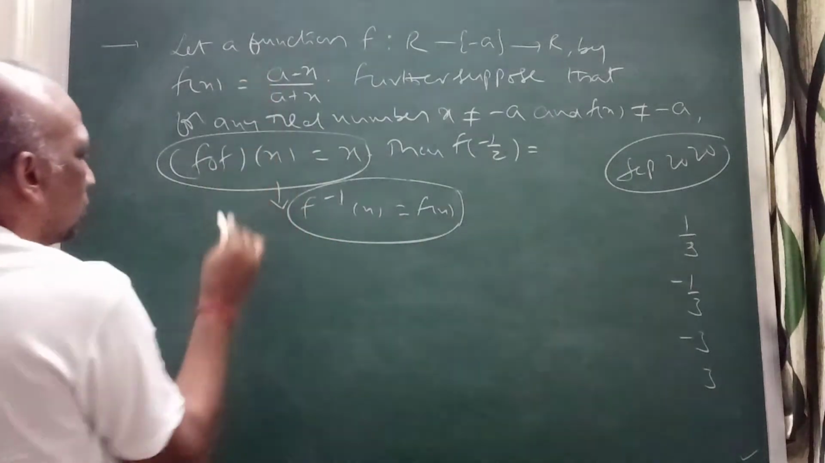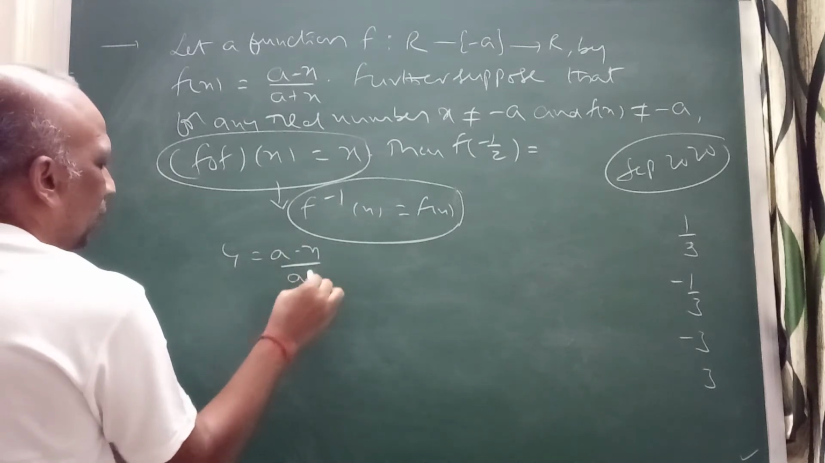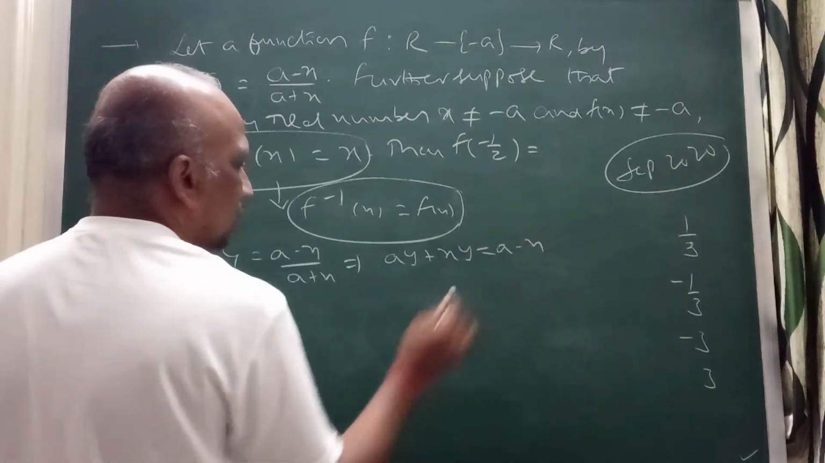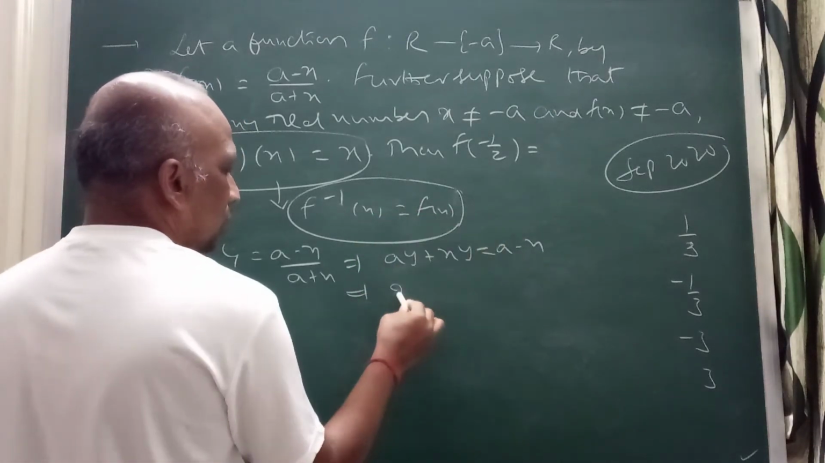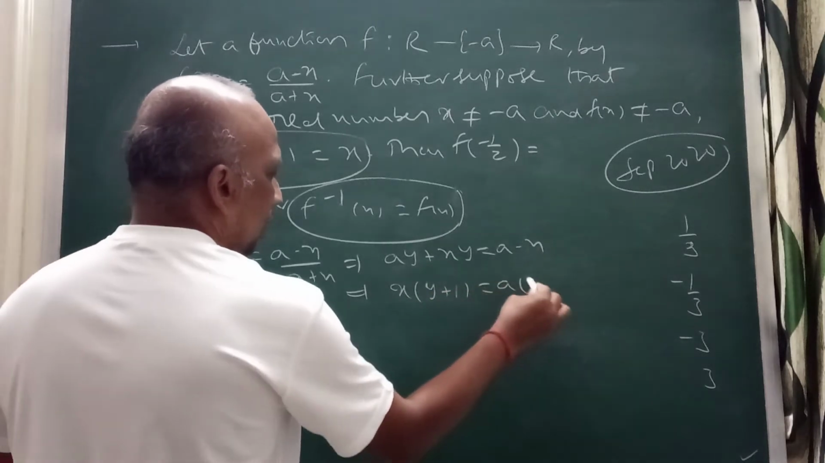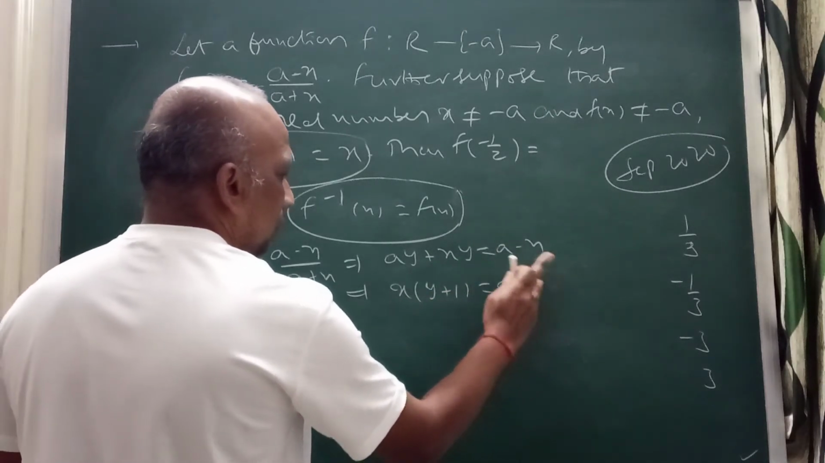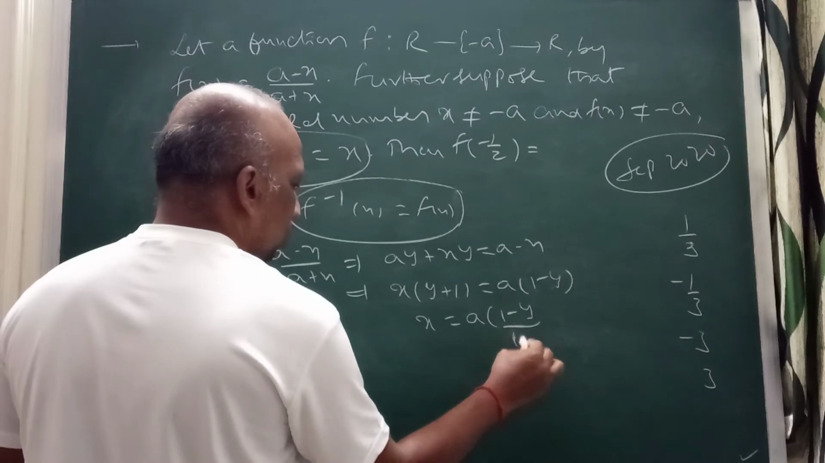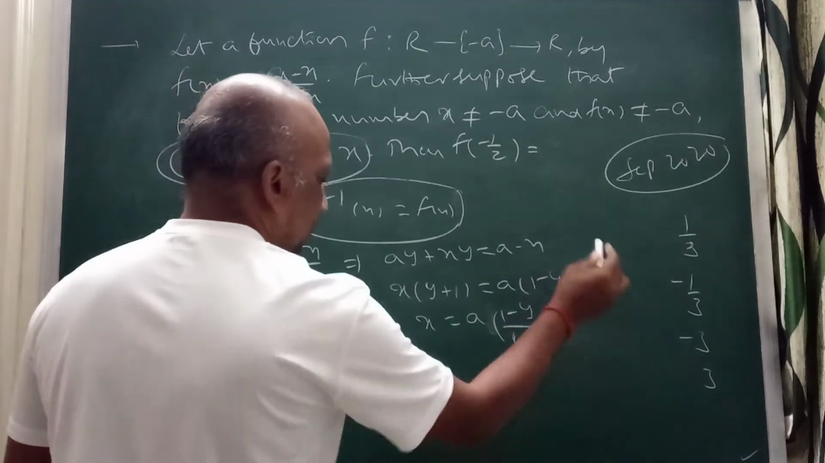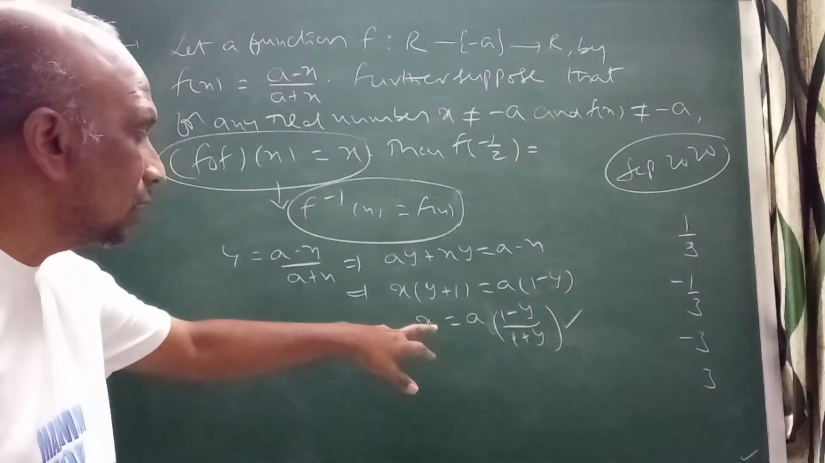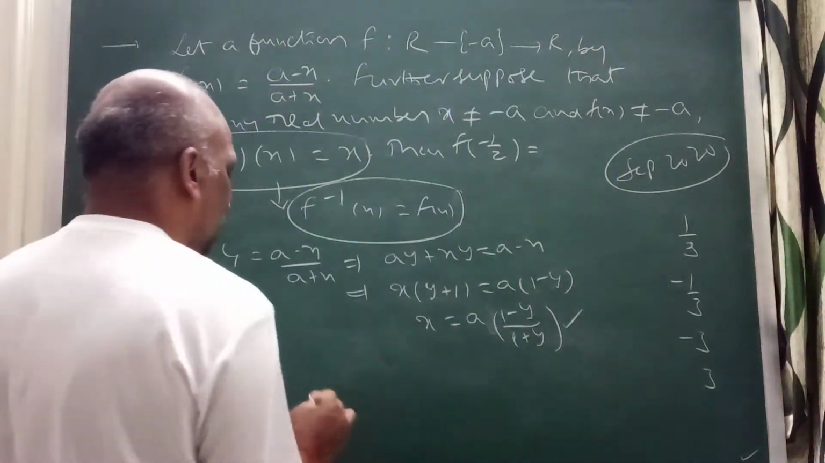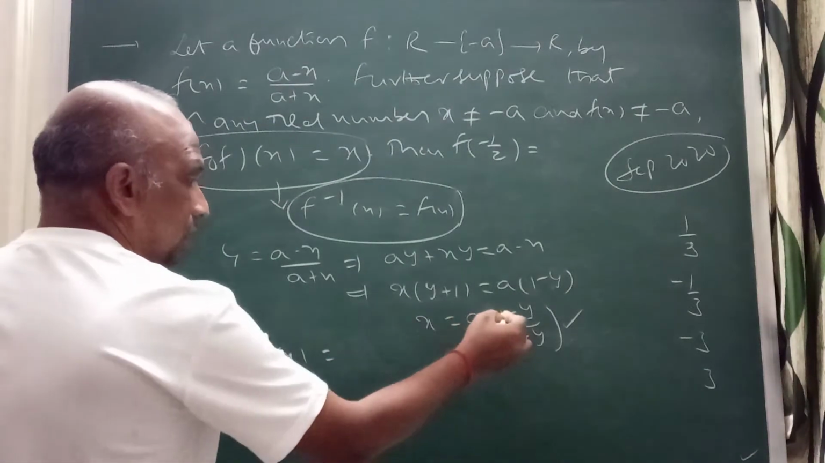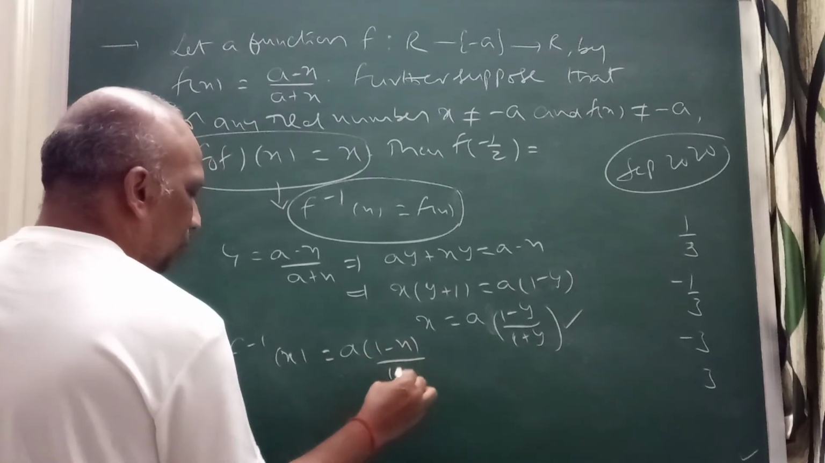Now you can find this. Let y equal a minus x by a plus x. If you do this, you will get ay plus xy equal to a minus x. Try to find the x value here. If you transfer the x into y plus 1 and a into the other side, you will get x is equal to a into 1 minus y by 1 plus y. Correct? It will come like this. But this x is nothing but f inverse of x. What is f inverse of x here? I can write f inverse of x is equal to a into 1 minus x by 1 plus x.